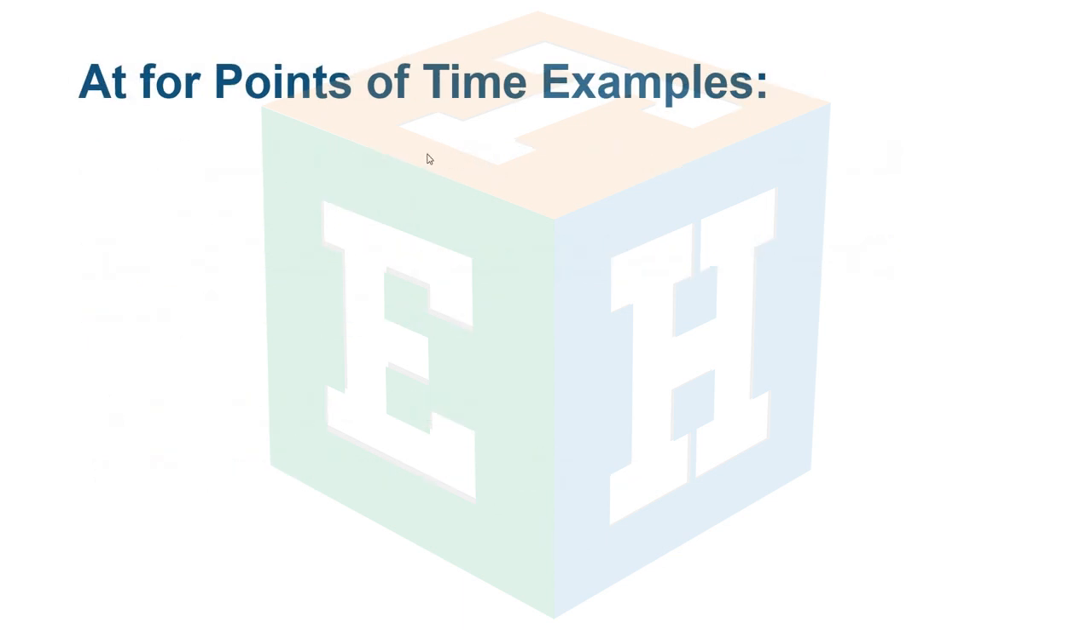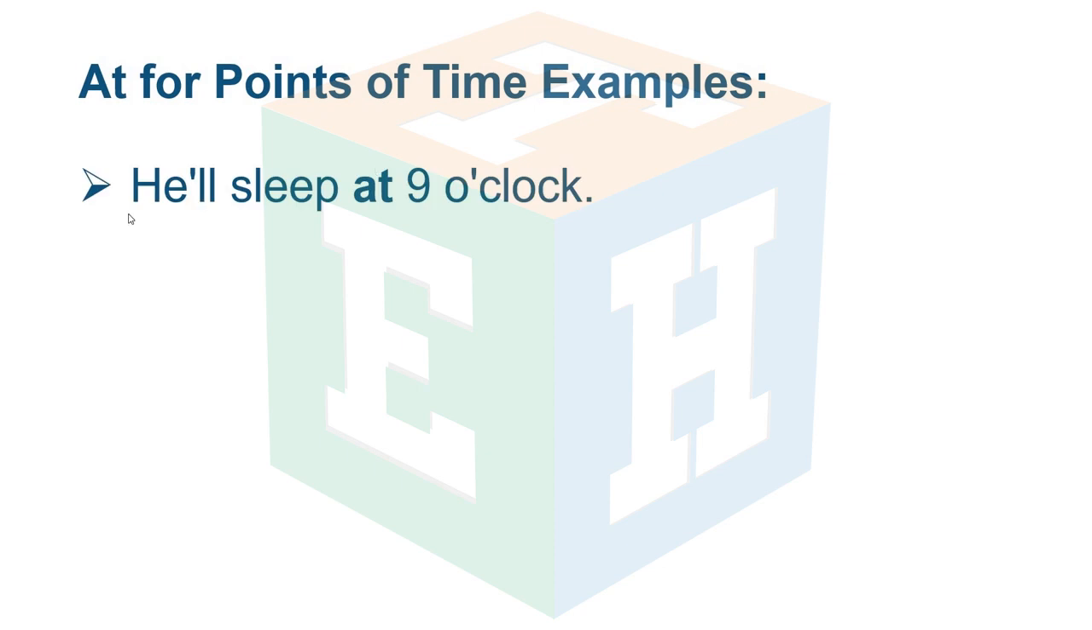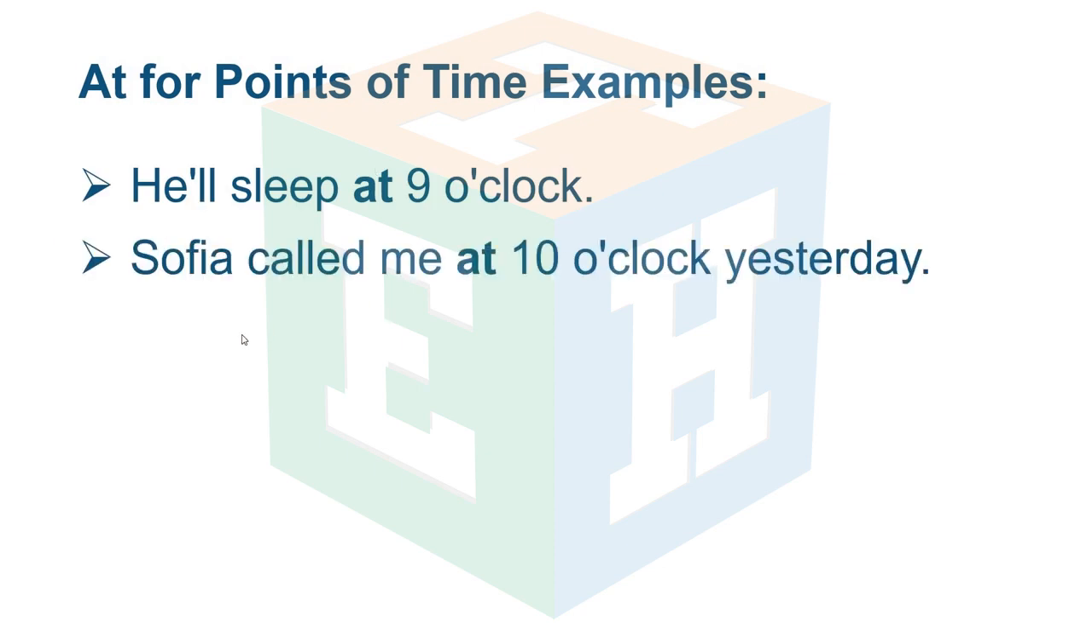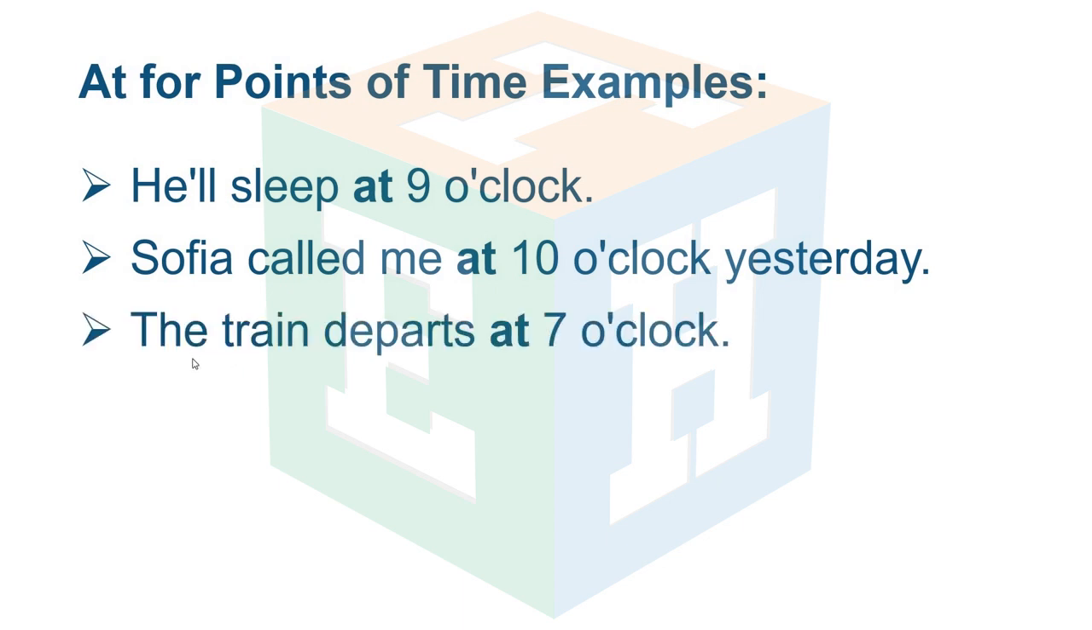At for points of time examples. He'll sleep at 9 o'clock. Sophia called me at 10 o'clock yesterday. The train departs at 7 o'clock.